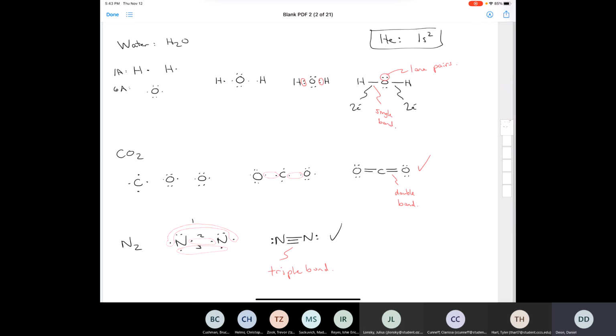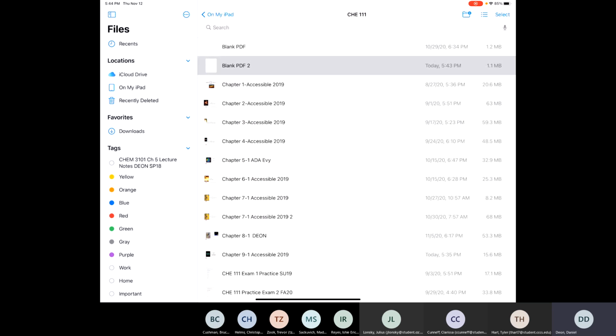Give me a thumbs up if you follow me on the concept of single bond, double bond, and triple bond, and the sharing of electrons in bonds, so that the elements in these covalent compounds attain as if they had the electron configuration of a noble gas. All right, good. So I got Julius, Trevor, Chris, and Bruce that are with me. Okay, good. Well, let's go back to our slide deck.